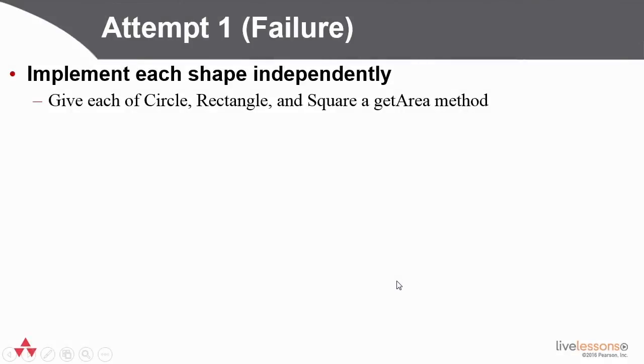Let's start by attempting to solve this problem with what we've covered in the previous two object-oriented programming lectures. The first attempt will be based on topics in the first OOP lecture, and the second attempt will be based on topics in the second OOP lecture. Okay, here's the first attempt.